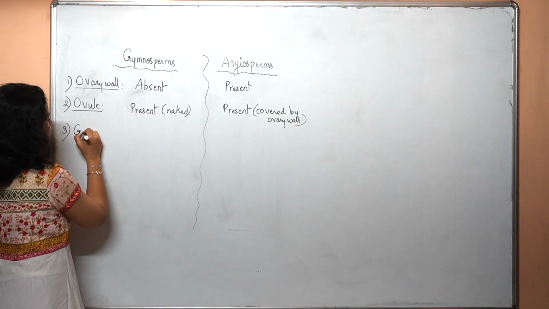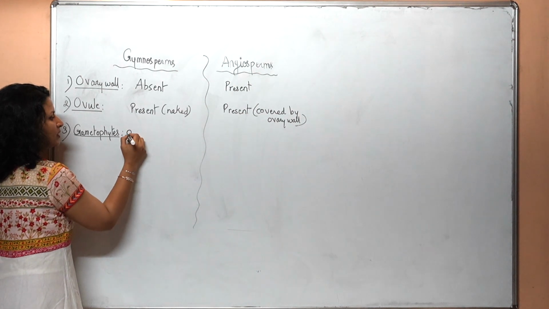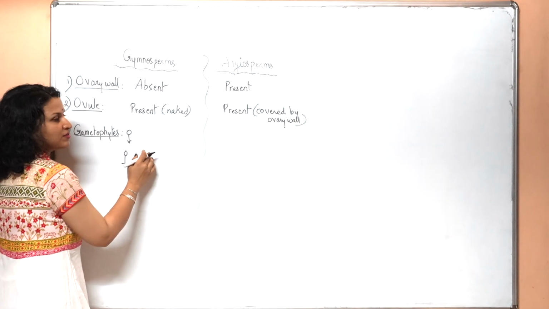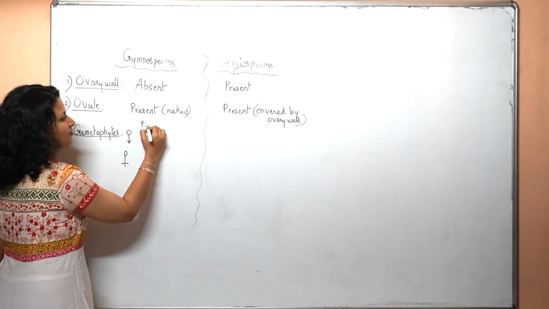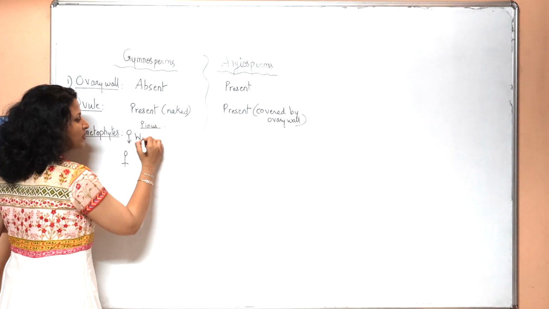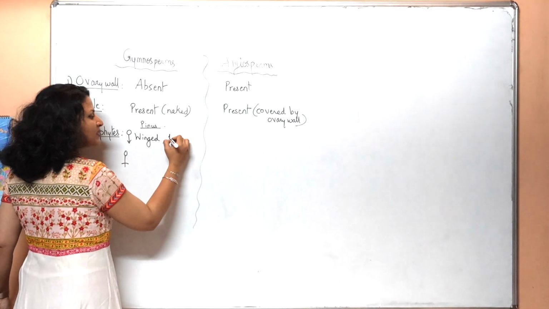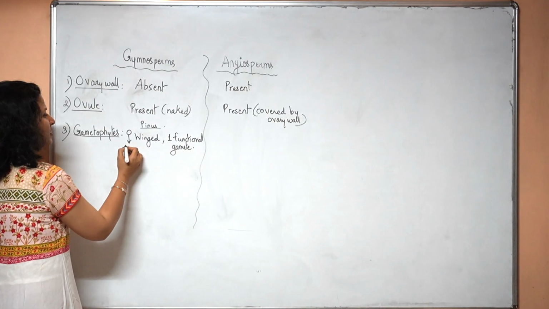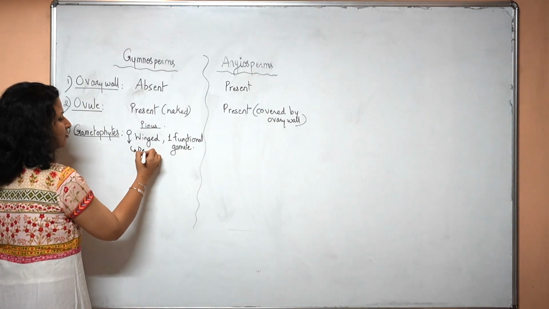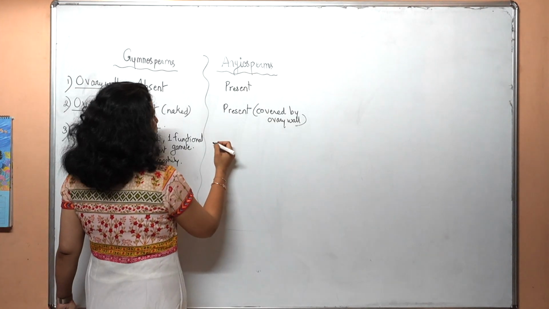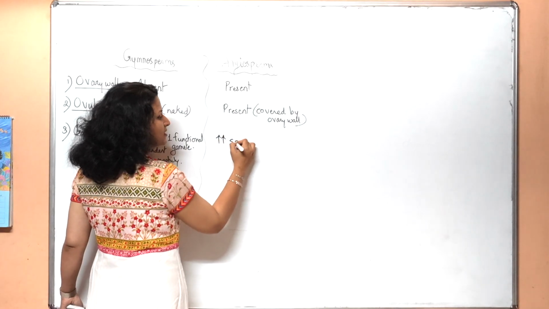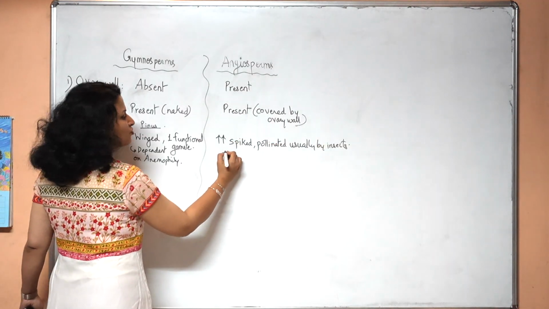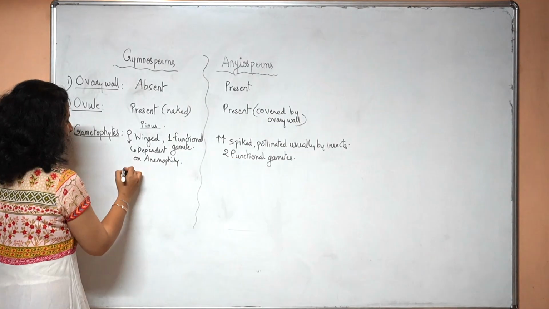Let's talk about gametophytes. Let's talk about the male gametophyte first, then we talk about the female gametophyte. How is the male gametophyte? The pollen grain. Here I have taken the example of the pinus tree. The microspore is winged, with one functional gamete. We can also mention that the male gametophyte is dependent on anemophily. How about the angiosperms? Usually spiked, pollinated usually by insects. Two functional gametes. How about the female gametophytes?